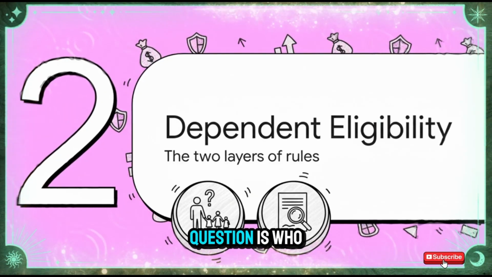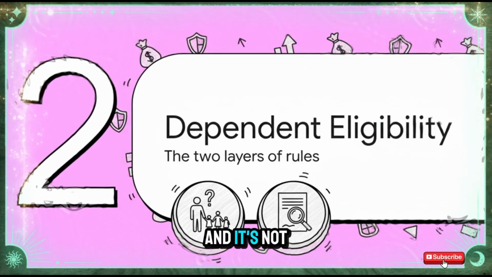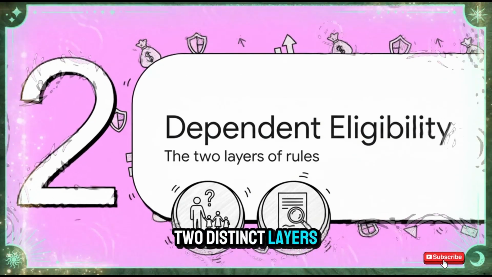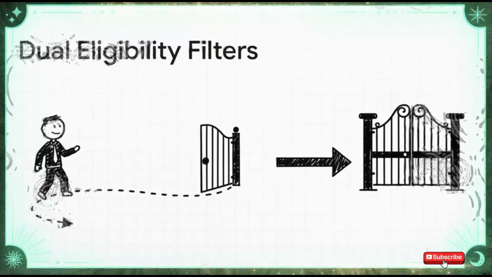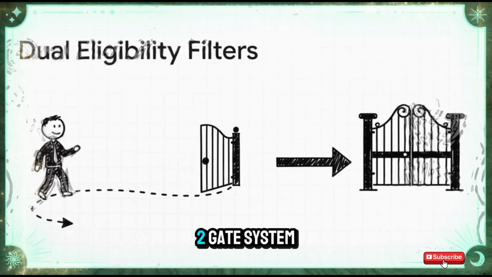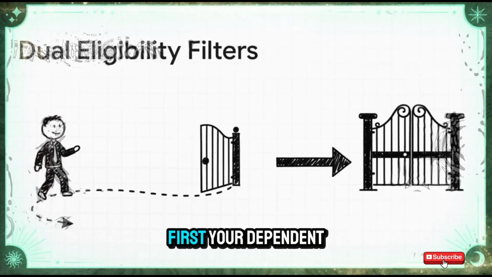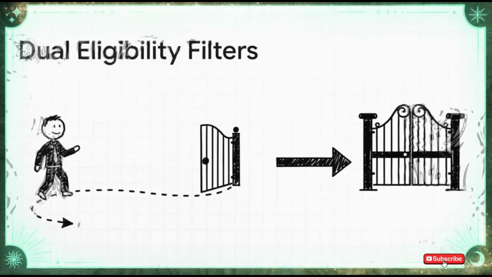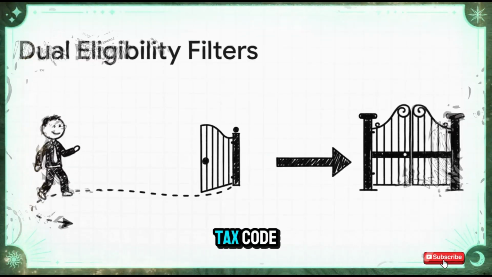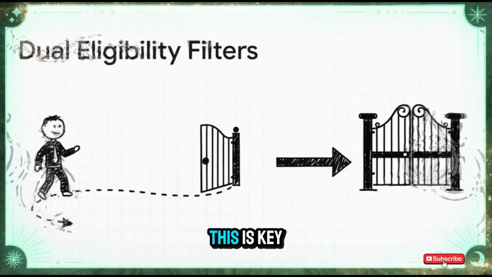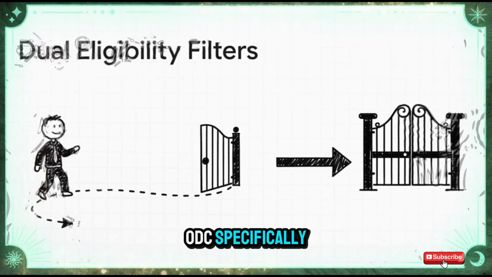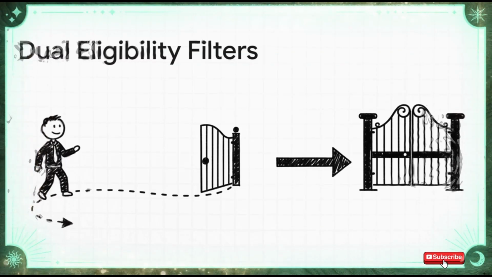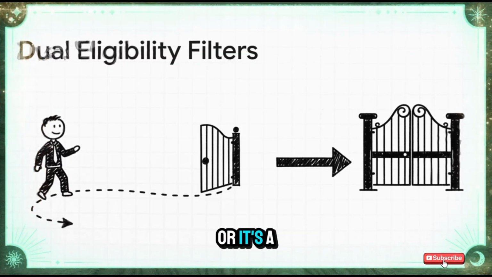The next logical question is, who qualifies? And it's not as simple as just having a dependent. There are actually 2 distinct layers of rules you have to get through. I want you to think of this like a 2-gate system. First, your dependent has to pass the standard IRS dependency tests. These are the same rules used all over the tax code. But then, and this is key, to get the ODC specifically, they have to pass a second, much stricter test. You have to clear both gates, or it's a no-go.